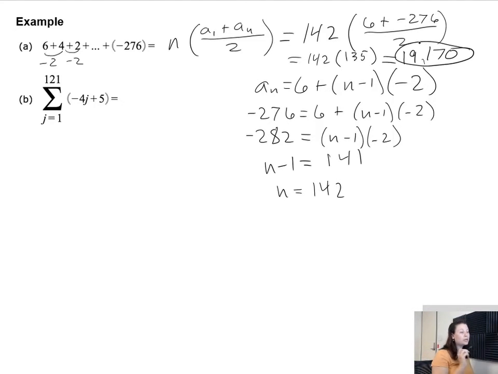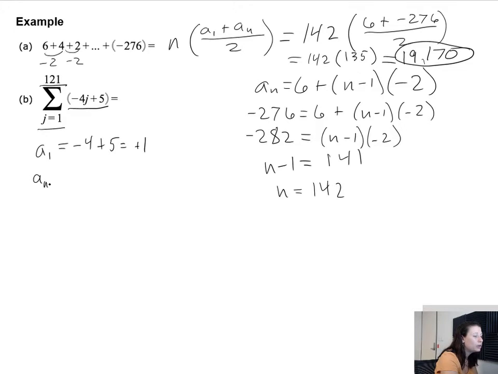Okay, now how to read this sum notation. This is the setup of the sequence. That's how we kind of can find them, right? Just using j instead of n. Okay, so that means that j goes from 1 to 121. So we need to find those first terms. So An, or A1, would be plugging in 1, right? So that's negative 4 times 1 is negative 4, plus 5 is positive 1.